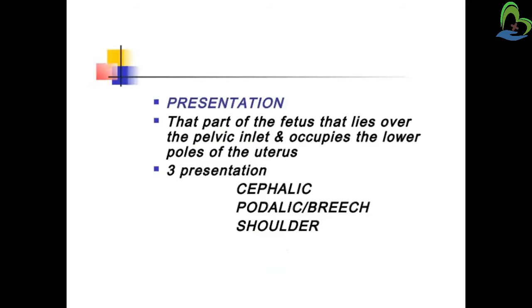Now, what is the presentation? It is the part of the fetus that lies over the pelvic inlet and occupies the lower pole of uterus, right? Whatever the baby's part which occupies the lower pole of uterus is called presentation. So there are three types of presentation. It may be cephalic, second one podalic, or you can say the breech presentation also. Third one is shoulder presentation.